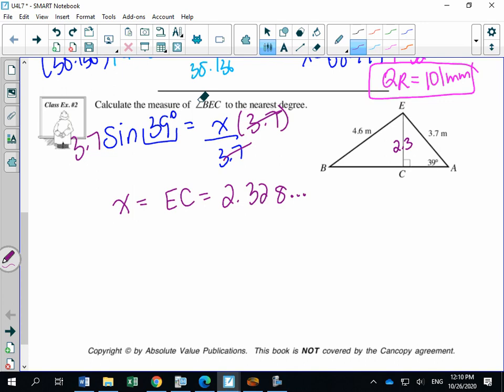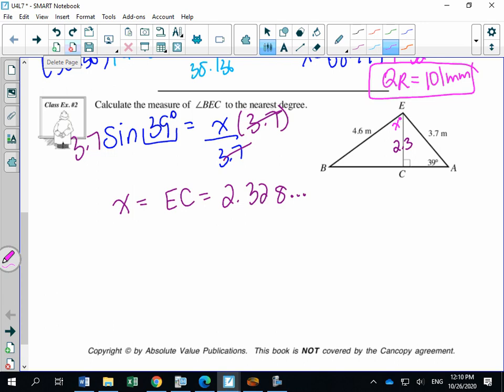Calculate the measure of angle BEC. Trace this, and put your x degrees at BEC because it's not angle E, because angle E has two different angles. So to find it, we trace B to E to C, that guy there. So that's where my x goes.